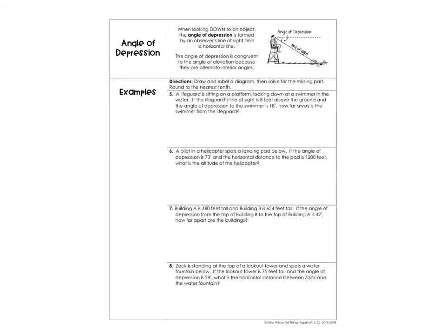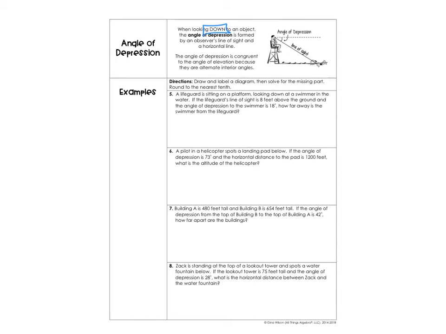Now let's look at the angle of depression. When looking down to an object, the angle of depression is formed by an observer's line of sight and a horizontal line. Okay, so a horizontal line is going to be going straight across, and the line of sight is going to be going down. The angle of depression is congruent to the angle of elevation because they are alternate interior angles. Okay, so let's look and see what that means.